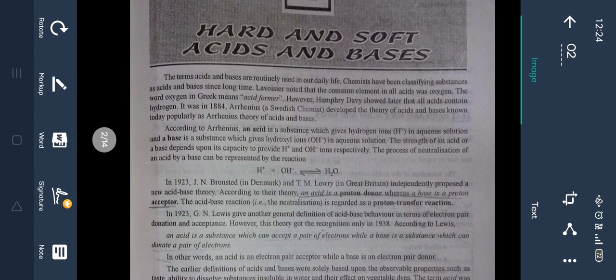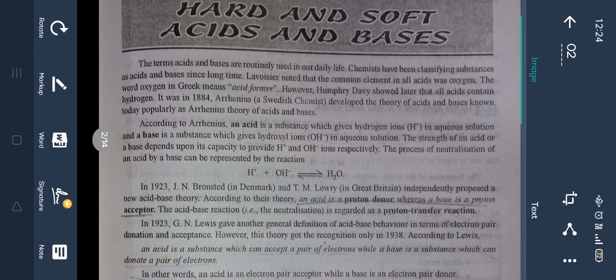Hard acid and soft acid and bases. The terms acid and base are routinely used in our daily life. Chemists have been classifying substances as acids and bases for a long time. Lavoisier noted that the common element in all acids was oxygen. The word oxygen in Greek means acid former. However, Humphry Davy showed later that all acids contain hydrogen.